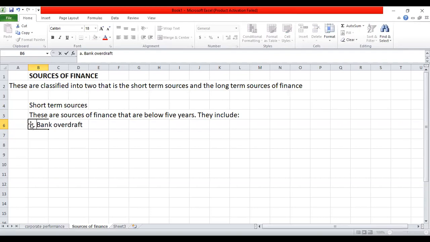Bank overdraft is when the bank allows the business to over withdraw. The account is over withdrawn. So you withdraw more than the money you have on the account. So what is the advantage? Advantages here, I can give at least two. Number one, it is easy to get.